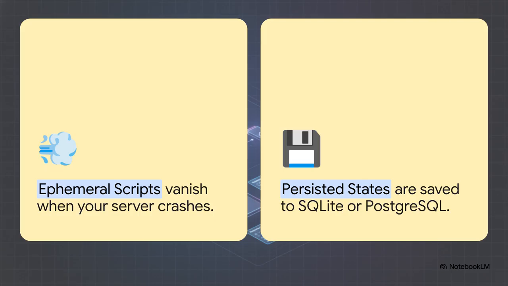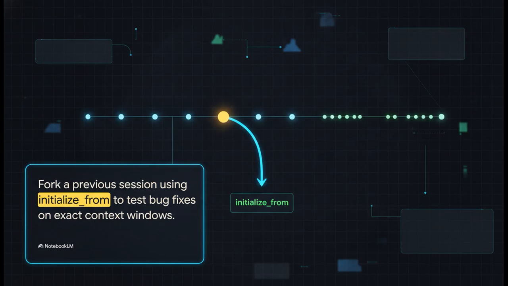PostgreSQL, or Redis. And with that persistence layer in place, you can literally branch off a previous execution using initialized from. You could fork a user session from yesterday, completely bypassing the need to rerun an expensive LLM pipeline just to test a bug fix on the exact context window that caused the failure in the first place. It is, quite literally, time travel debugging for AI.